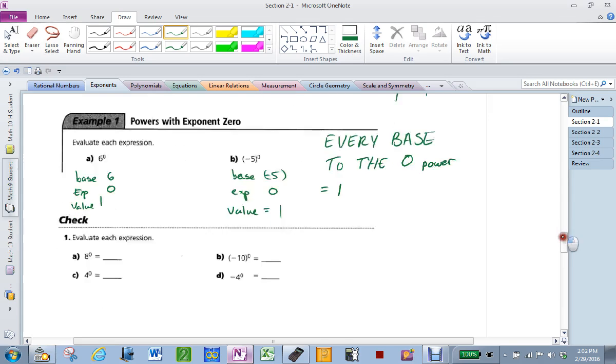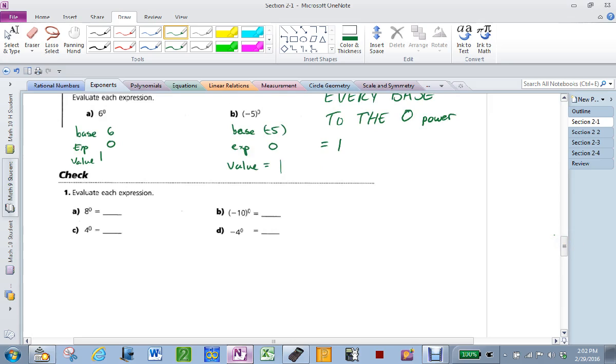Okay, now let's stop and see if you really get it, because I'm betting you don't. What is the value here? 1. Excellent. What's the value here? 1. Excellent. What's the value here? 1. There you go. You didn't get it. I knew you wouldn't. Negative 1.